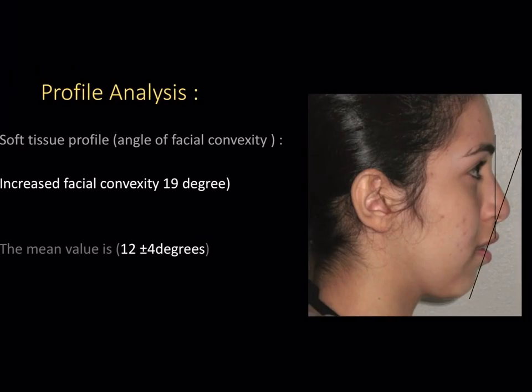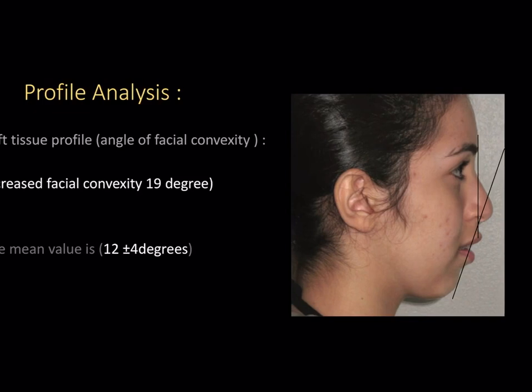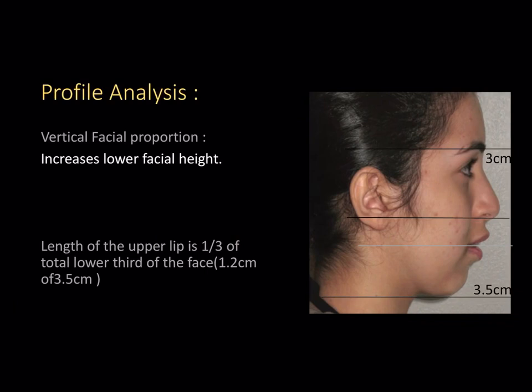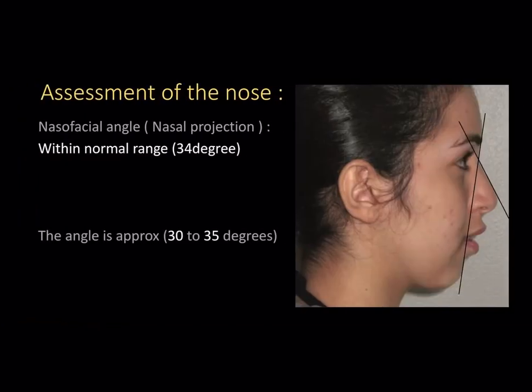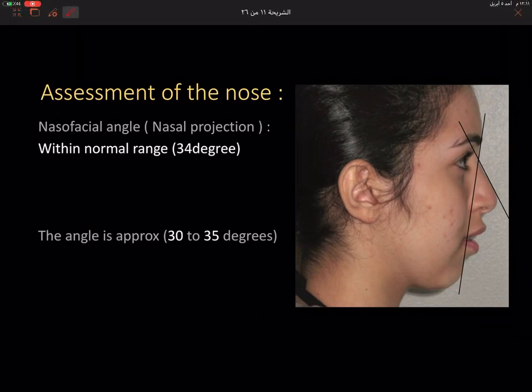Profile analysis, soft tissue profile. Here there is an increase in the facial convexity, it's about 90 degrees. Vertical facial proportion, there is an increase in lower facial height. Nasolabial angle, this angle is about a right angle, so it's considered normal. Nasofacial angle, also the nasal projection, is within normal range.